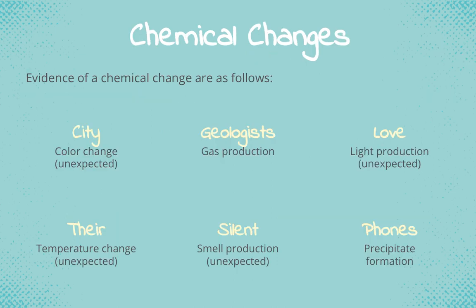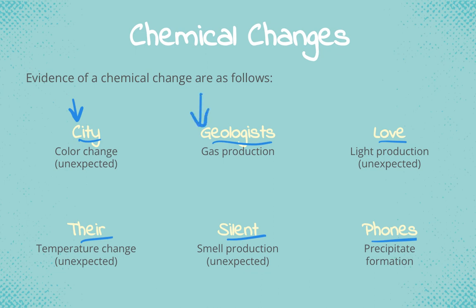In order to determine whether a chemical change is happening, we use an acronym to help us remember: City Geologists Love Their Silent Phones. The C represents color change. This has to be an unexpected color change. If I put food coloring into water, I expect that color change to happen, so that would not be an example. An example of a color change unexpectedly happening is when you're sitting outside in the summer and you see lightning bugs and there's that glow of light.